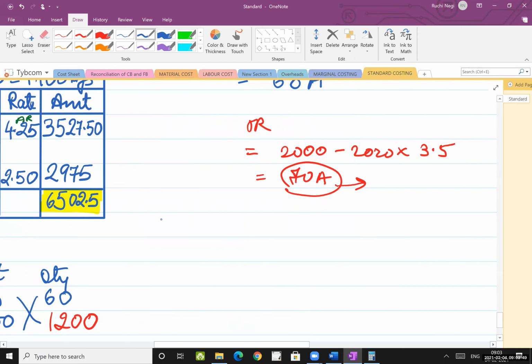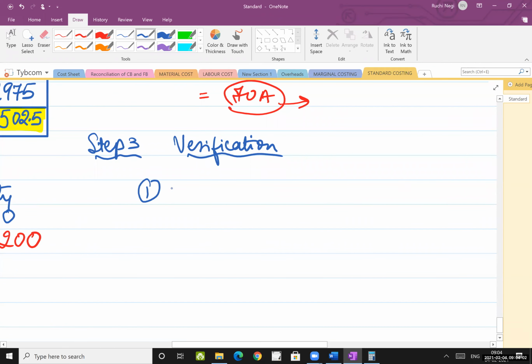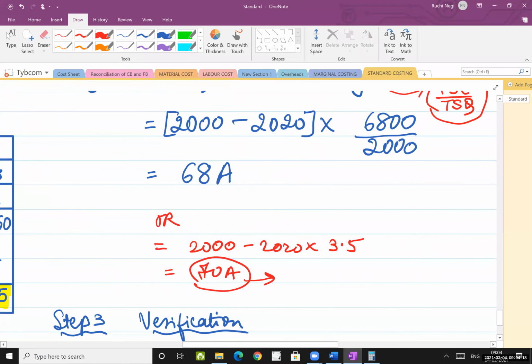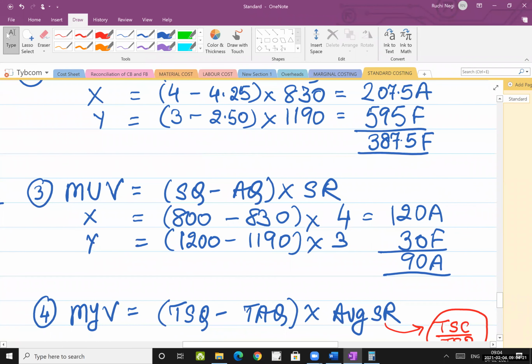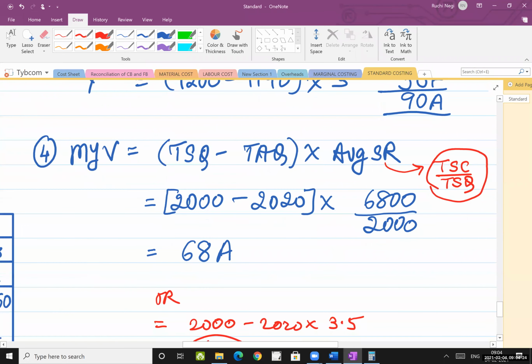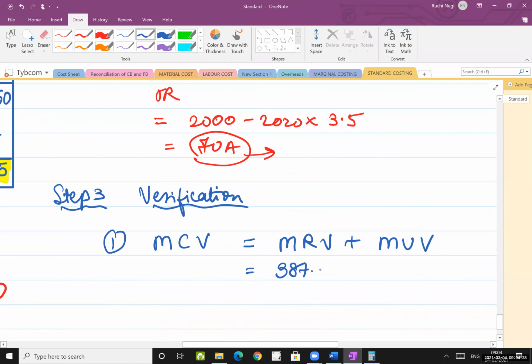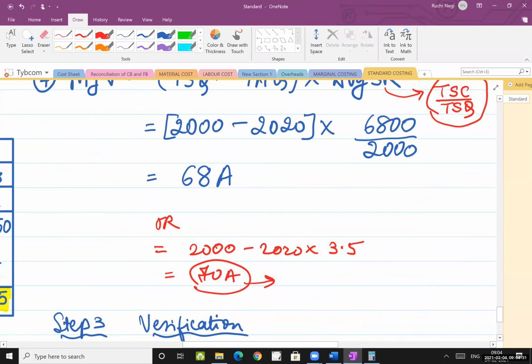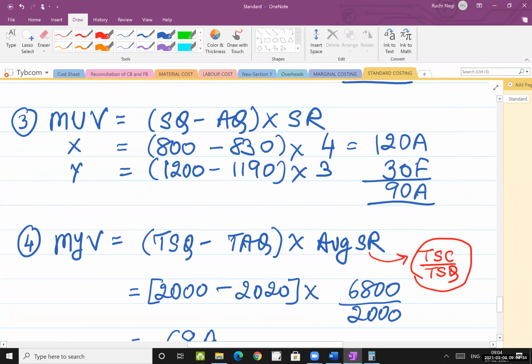Now I will do the last step, that is step 3, to verify the answer. Okay, verification. What will you verify? I will first verify the first equation: material cost variance is equal to material rate variance plus material usage variance. My LHS should be equal to RHS. What is the rate variance answer? 387.5. What is the answer of usage? We just got 90A.